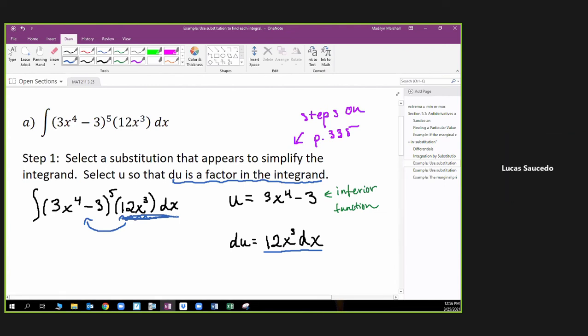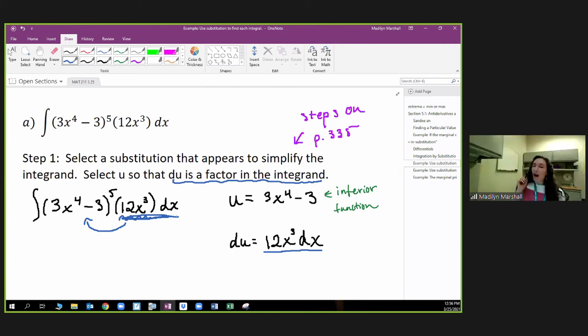And so you're saying that the second factor is always going to be a derivative of the interior? It won't always be the second factor. It could be out of order. But yes, some factor in here should always be a derivative of the interior. So that 12x cubed could be out front, and we will see that in some later examples. But as long as that du is there as a factor in our integral, then we have a substitution.